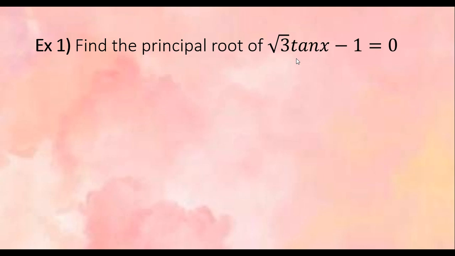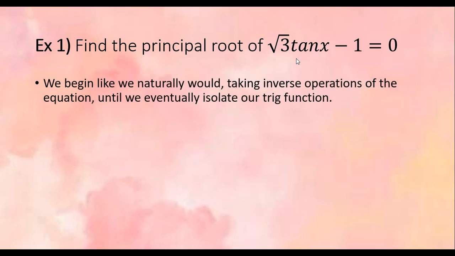So let's just start off basic, right? We're going to start this like we normally would. If this wasn't tangent of x and it was just like radical 3x minus 1 equals 0, we would start the same exact way. We're going to start by taking inverse operations until we isolate what we want to solve for. In this case, we want to solve for our trig function for a very specific value of x.